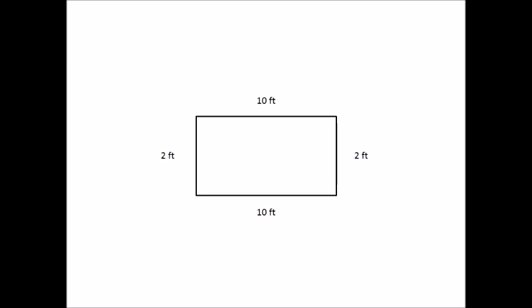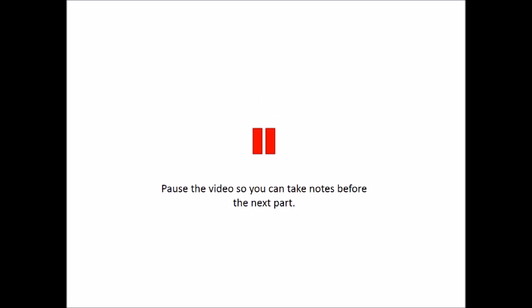So this one over here, 10 on the top, 10 on the bottom, 2 on the side, 2 on the side. On the perimeter, we add all of them up. 10 plus 10 plus 2 plus 2 equals 24. It actually should say feet, not meters, because we're talking about feet, two totally different ones. So 24 feet is our answer.